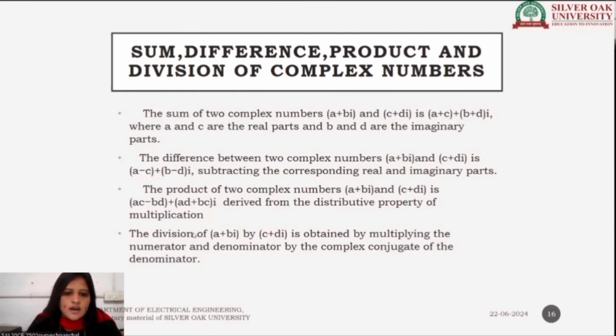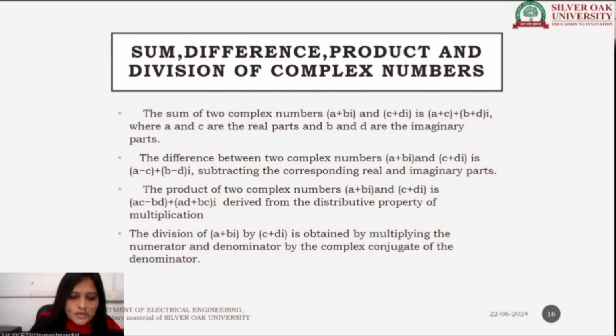Now let us see how to divide two complex numbers. Suppose we have two complex numbers a plus bi and c plus di. What we have to do is multiply the numerator and denominator by the complex conjugate of the denominator. If we multiply the denominator by its complex conjugate, then we can use the algebraic identity a square minus b square. Because of that identity, when we multiply both the complex numbers and we get i square, we know that the value of i square is equal to minus 1.